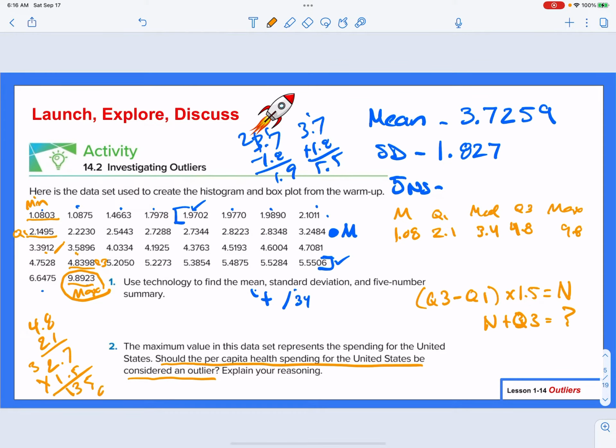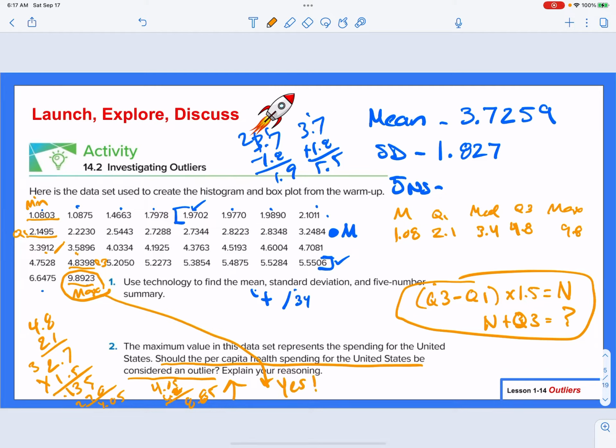So we have 13 there, we have 7 and 2, so we're going to have 5, 10, carry the 1, 4.05 or so, about 4.05. So I'm going to add that value, 4.05, to my Q3, which was 4.8. So I end up with 8.85. Anything greater than 8.85, according to my formula to find if something's an outlier, is going to be considered an outlier. So we would say that yes, based upon this, it's an outlier.